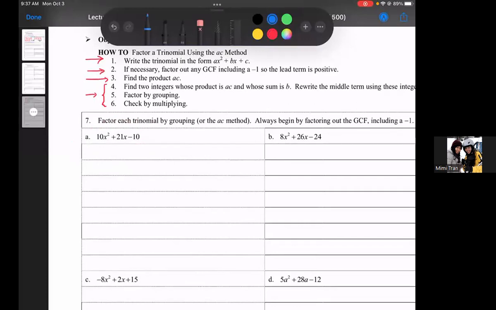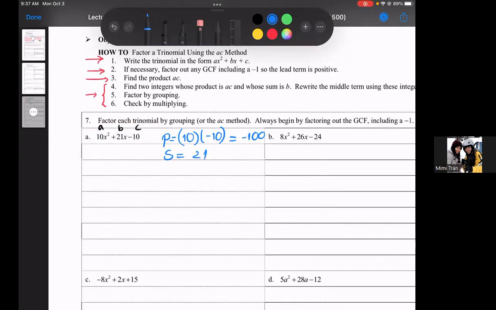So the AC method says I want to find the product, which is A times C, which is 10 times negative 10. By the way, this is your A, B, and C, which is negative 100. And then the sum is all with the B part, the middle one, 21.